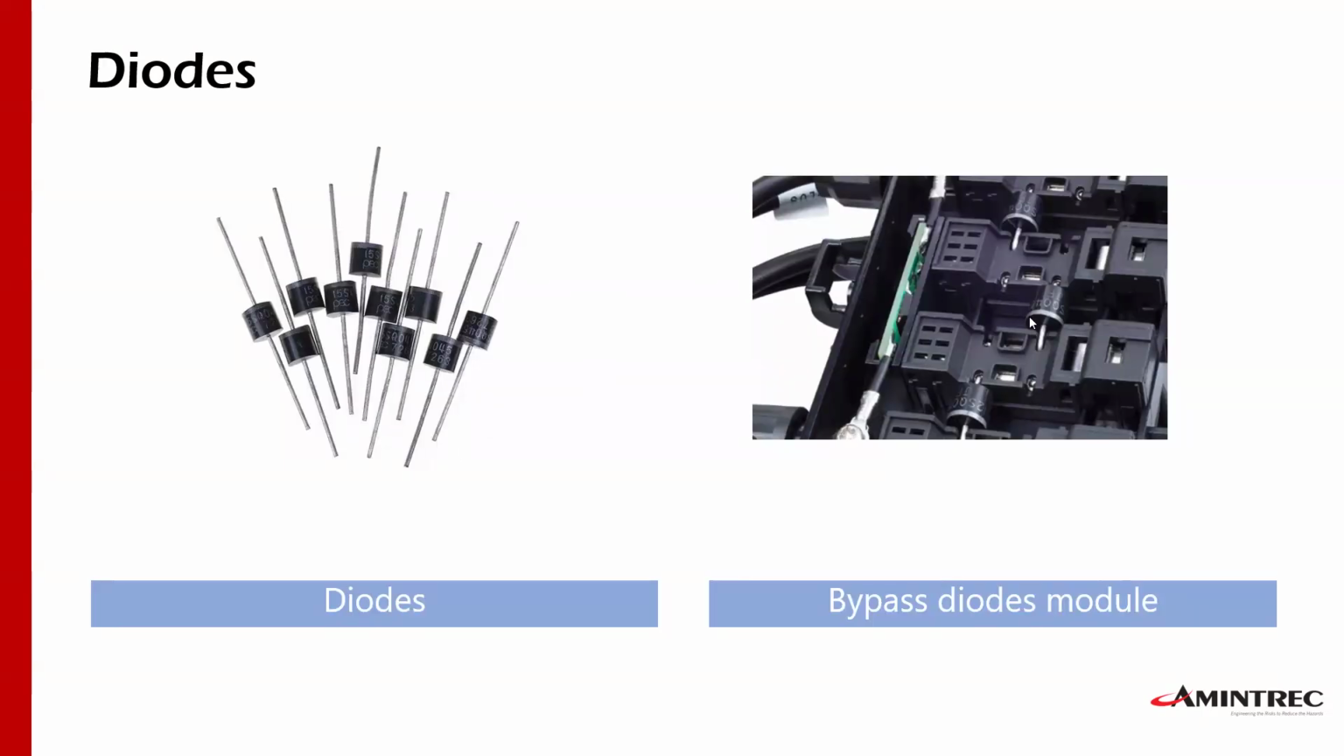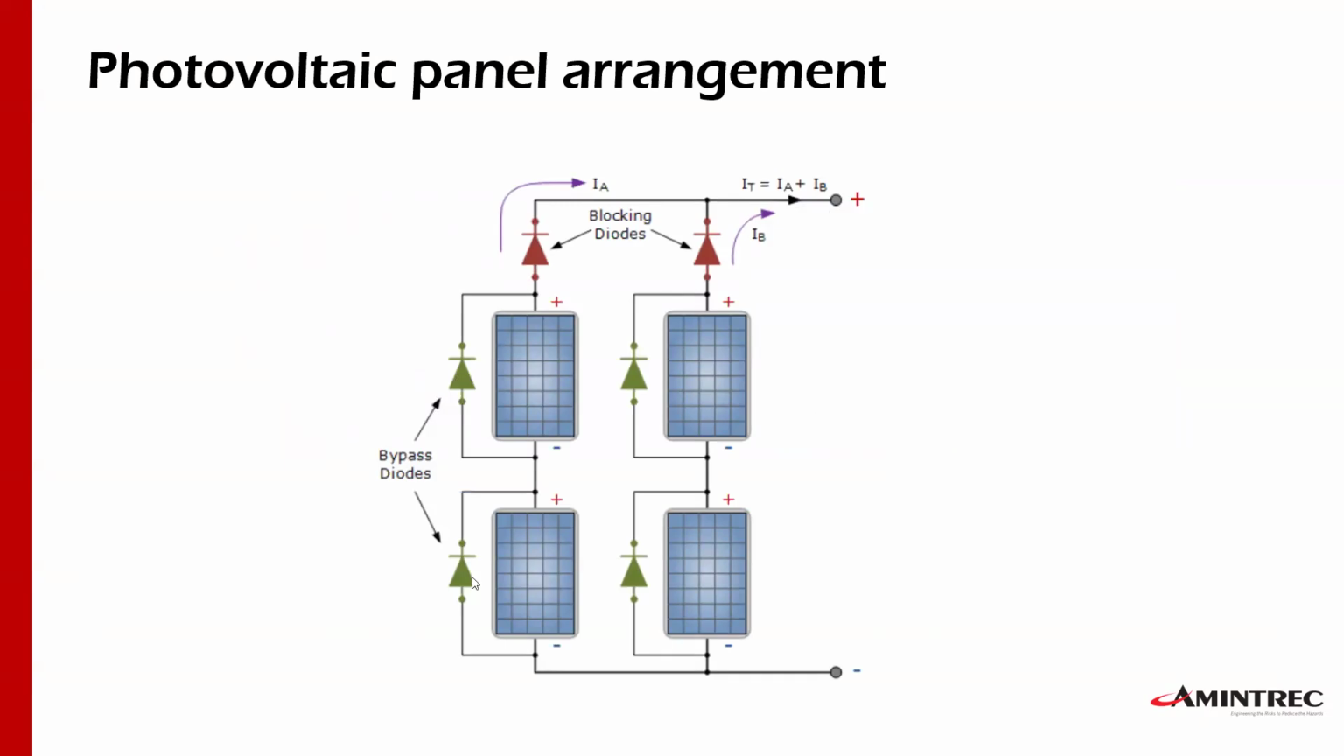Okay, these green diodes are called the bypass diodes. They could be located below the panels, or away from the panels. These two over here are called blocking diodes, and this is just to avoid any kind of inverse current damaging the panels. Okay, but this is the arrangement.